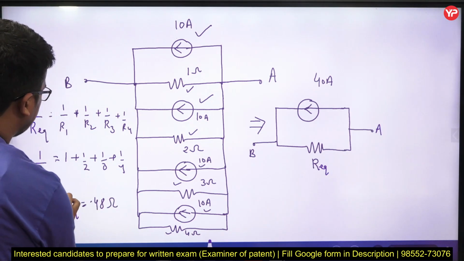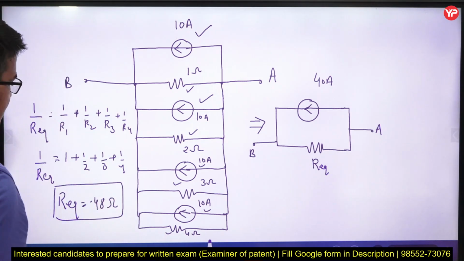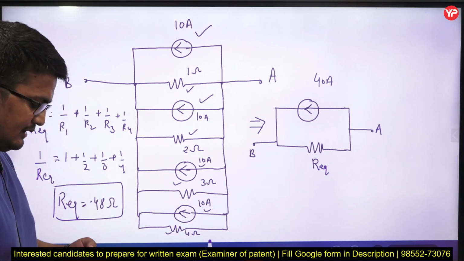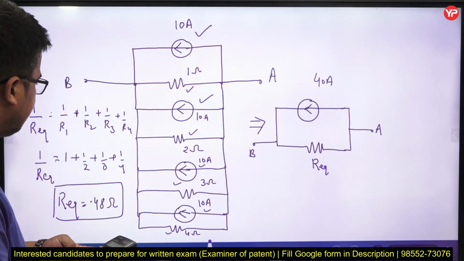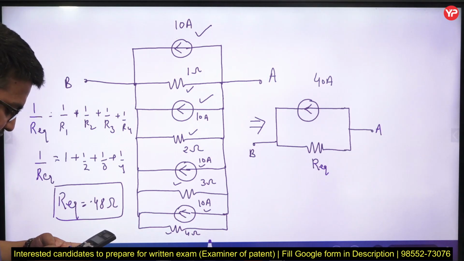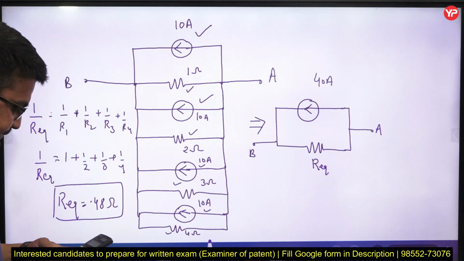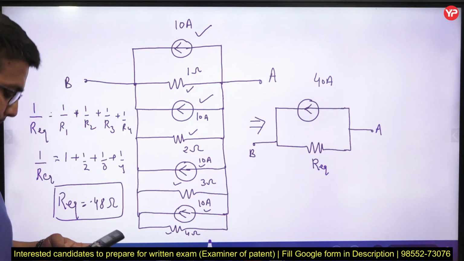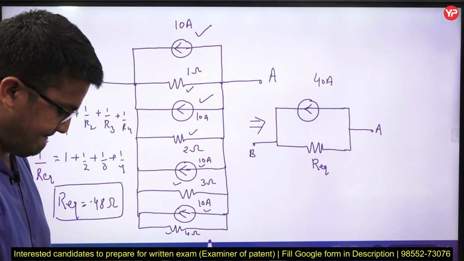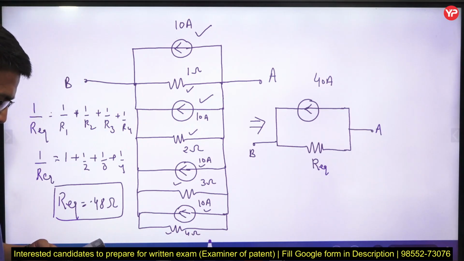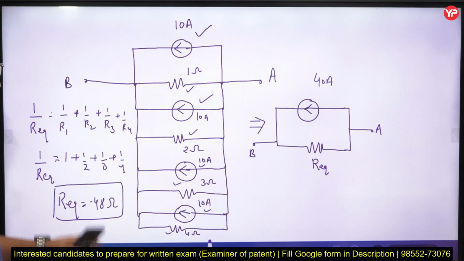I have already calculated this value. Please check, are you getting this value or not? Check it please. So up to this point the calculation is very straightforward. So these are basically the values. We can say R equivalent will be 0.48 ohm.